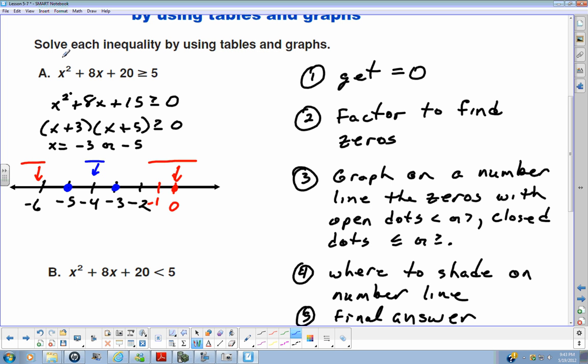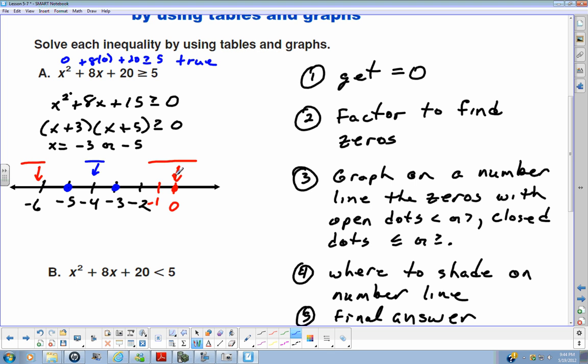So we'll go ahead and put 0 in here. So we get 0 plus 8 times 0 plus 20 is greater than or equal to 5. So these two parts are 0. So is 20 greater than or equal to 5? And that is true.